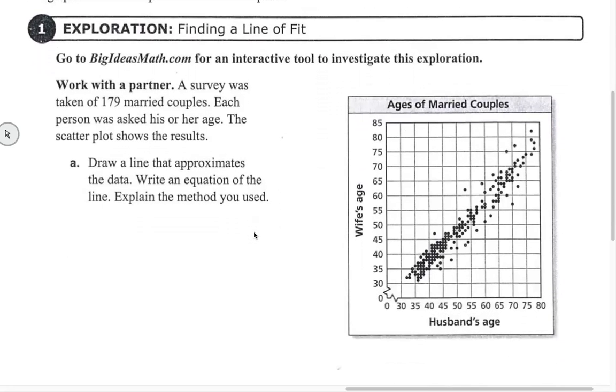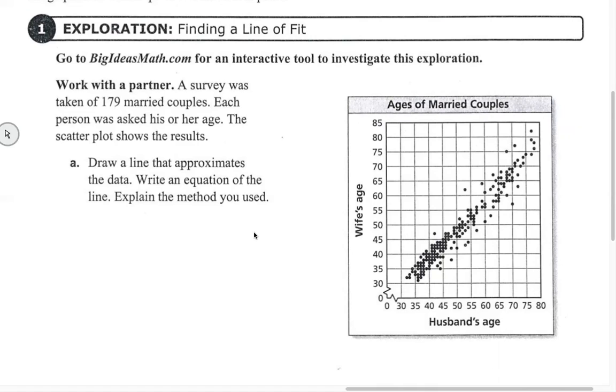It says, work with a partner. We're all going to be partners here, okay? So it says the survey was taken of 179 married couples. Each person was asked his or her age. The scatter plot shows the results. So first off, what can you tell me about the scatter plot? So just look at it. Tell me, what can you tell me?